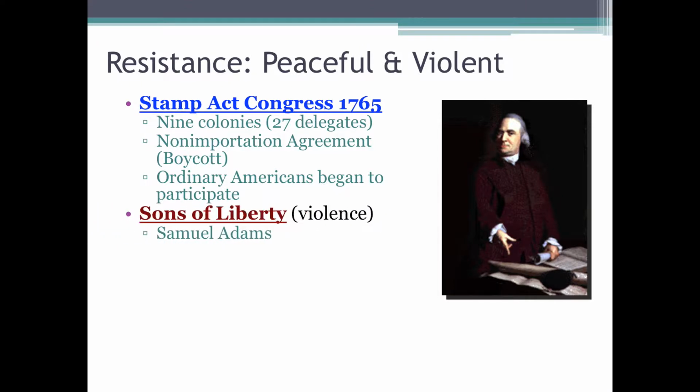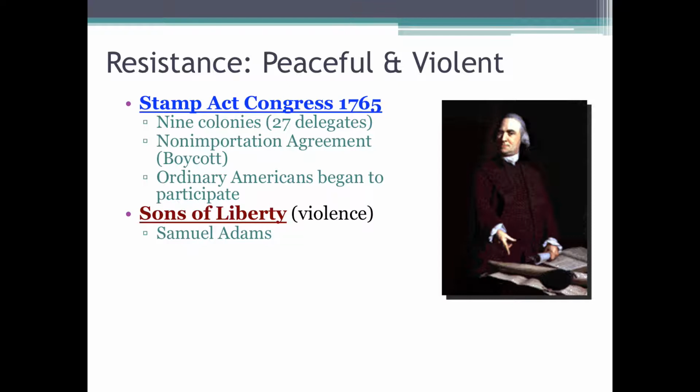But there was also a violent side to this. It was a roving gang of men known as the Sons of Liberty. They were very violent men. Samuel Adams was one of their main leaders, as also a man named John Hancock. And basically these are thugs and criminals who have nothing better to do than beat people up. And it becomes a very violent form of resistance.